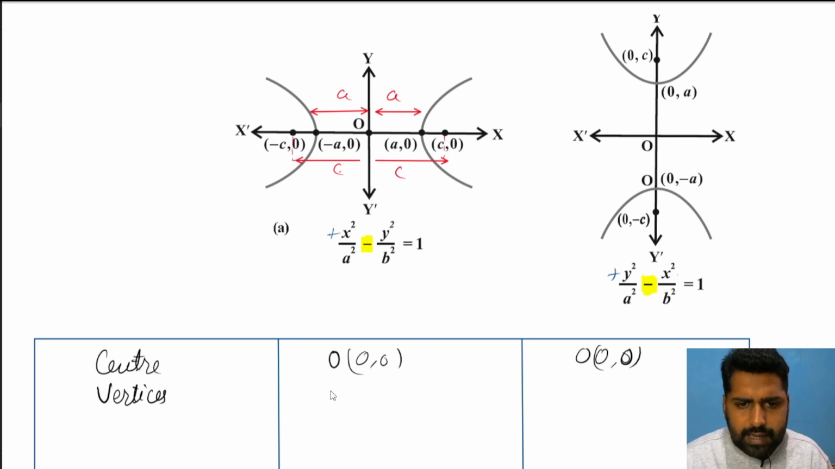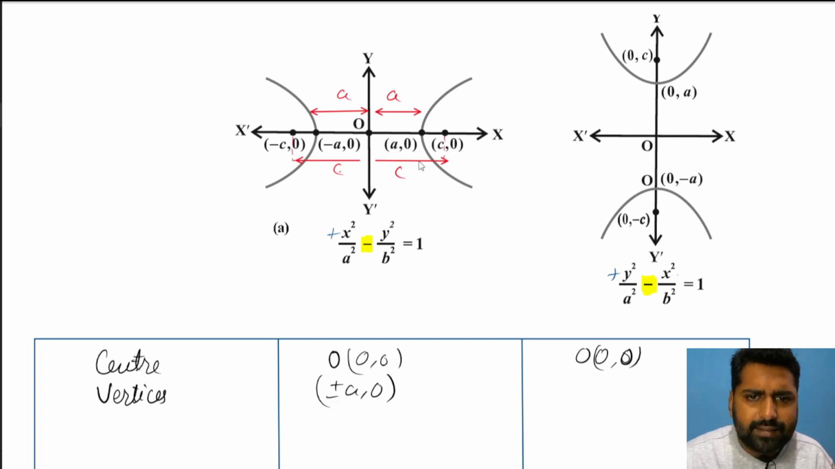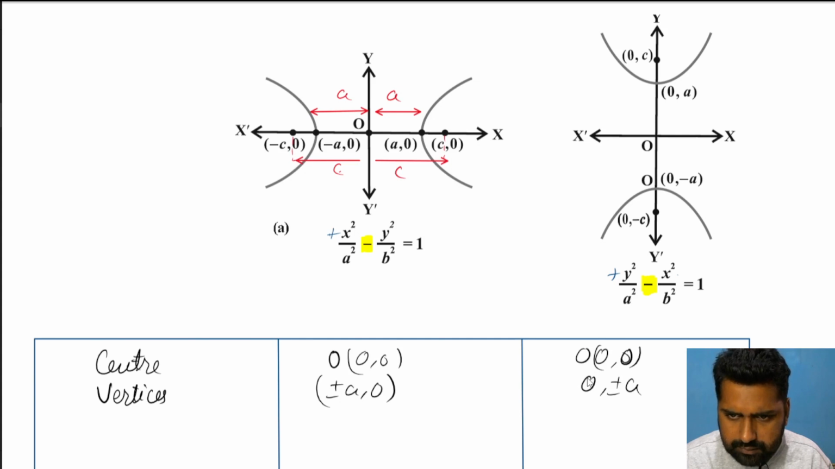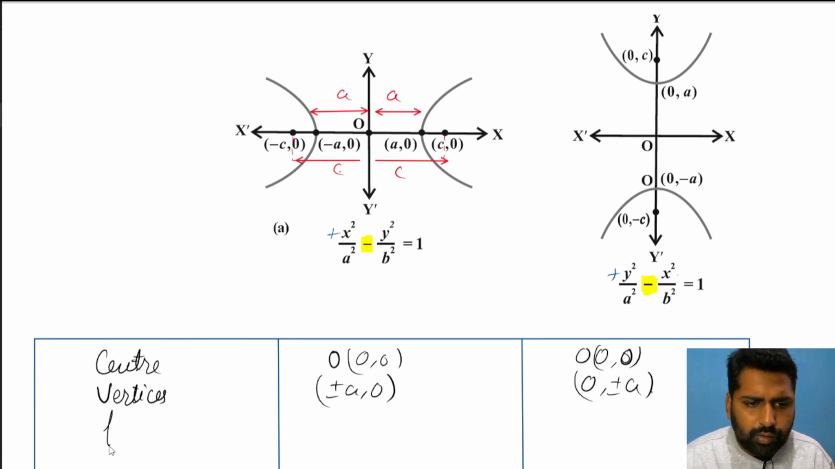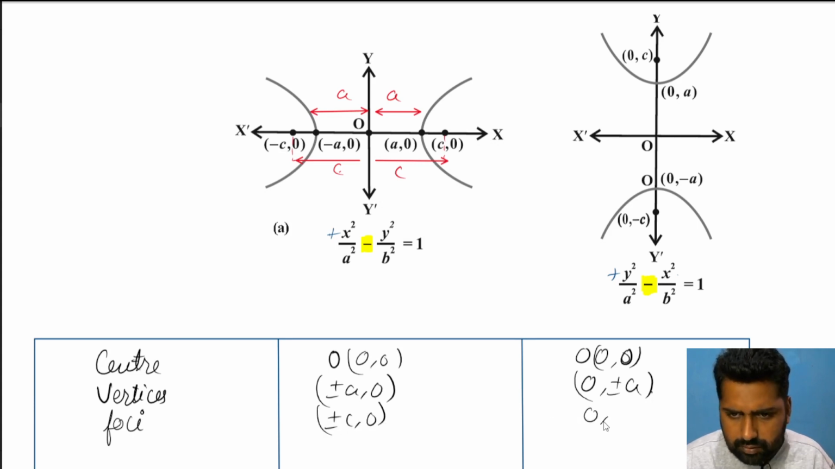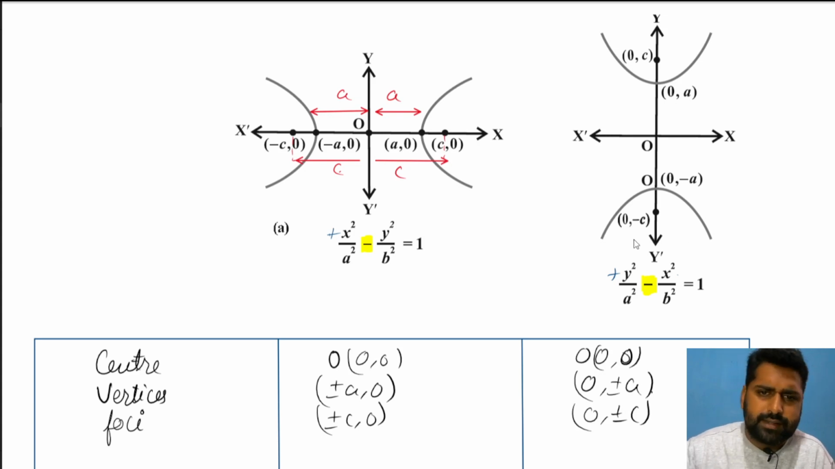So the foci are at plus or minus a comma 0 because it's on the x-axis, and in this situation it will be on the y-axis, so 0 comma plus or minus a. Foci, I'll write. So the focus is at plus or minus c comma 0 on the x-axis; it will be 0 comma plus or minus c. This time it's on the y-axis.